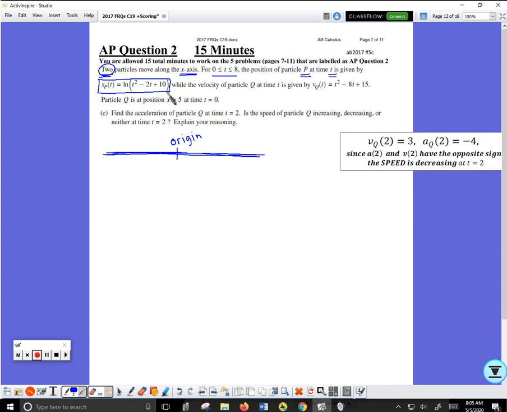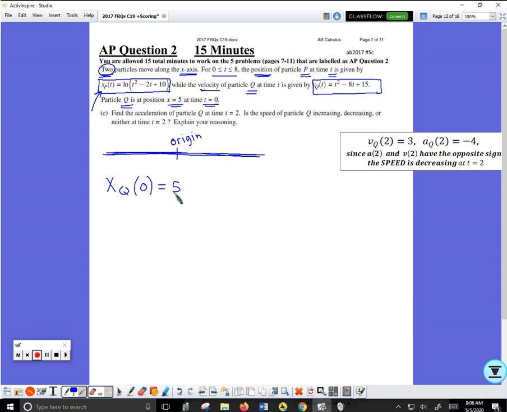The velocity of particle Q, oh, be careful here, don't read fast. Position of particle P. So this is position of particle P. Now I've got velocity of particle Q. Don't read fast. That's velocity of particle Q. The position of particle Q at time 0 is 5. So I would write the position of particle Q at time equals 0 is 5.